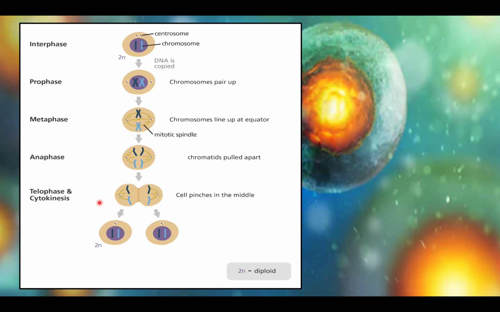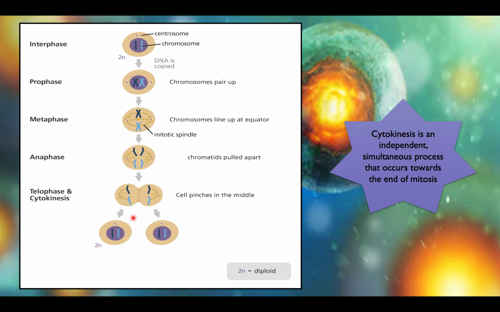And lastly, during telophase, one cell becomes 2 if cytokinesis is happening. Yes, telophase and cytokinesis. One cell becomes 2, pinches in the middle using the contractile ring, makes a cleavage furrow, and during telophase, a new nuclear envelope appears, and the chromosomes relax back into chromatin. Not shown in this picture, by the way. But that's what happens. Cytokinesis, again, is an independent, simultaneous process that occurs towards the end of mitosis.